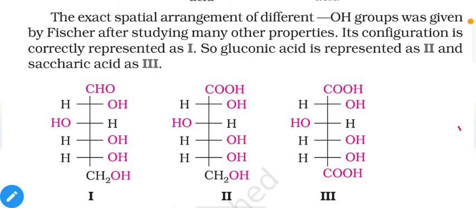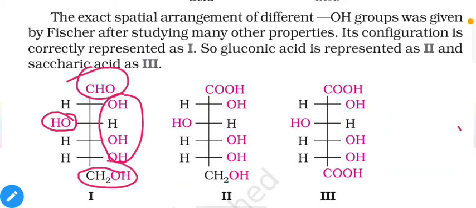That means, as we can see here, one of the OH groups is present on the left hand side and all of the remaining OH groups are present on the right hand side for chiral carbons. We are talking about chiral carbons only because these two carbons are not chiral carbons. They are either two-dimensional shapes, or they have the same type of hydrogen, that means they are comparatively symmetrical. Whereas these center four carbons are chiral carbons. They contain four different types of attachments.